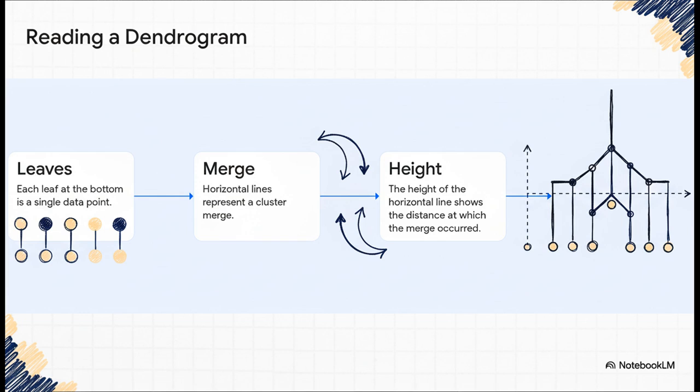And here is the most powerful part. If you want to pick a certain number of clusters, you just cut the tree with an imaginary horizontal line. The number of vertical lines your cut crosses, that's the number of clusters you get. A good tip is to look for the longest vertical lines that don't have any merges. They often suggest the most natural place to cut.